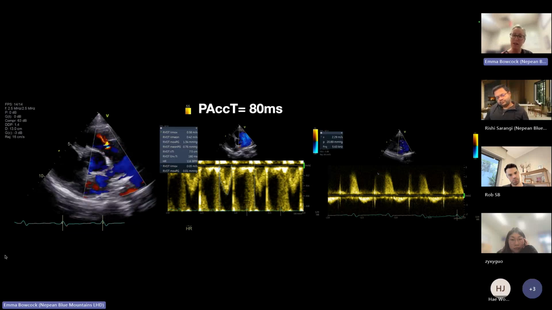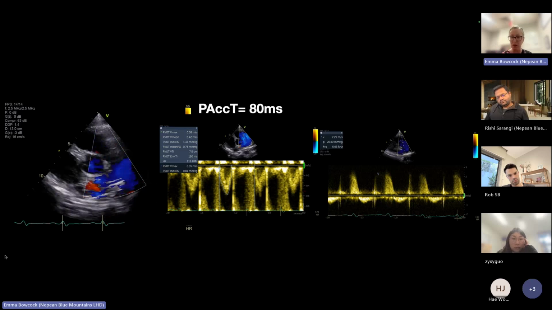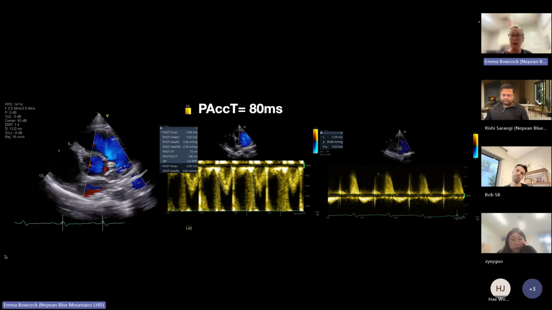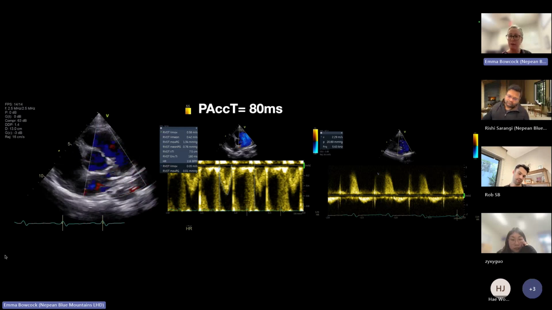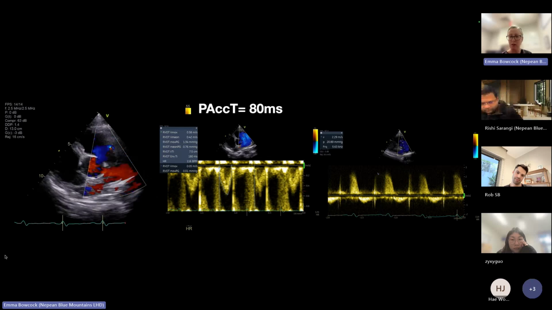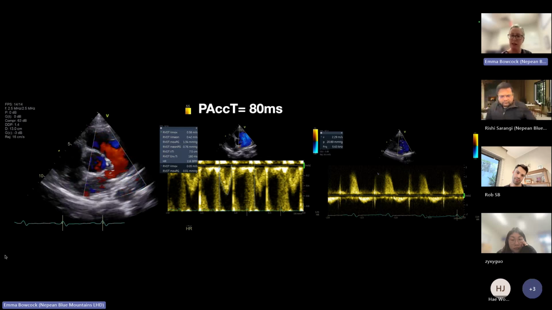The RVOT VTI is down, but remember she is tachycardic. So obviously they tend to go hand in hand. If you're tachycardic, you will put your VTIs down. But normal is sort of above 18 in the guidelines. So even for the tachycardia, it is more reduced, and that's in keeping with reduced RV function.